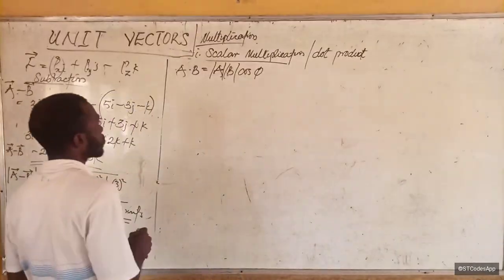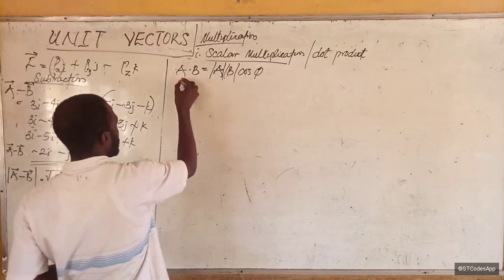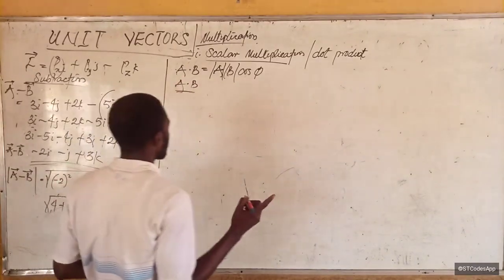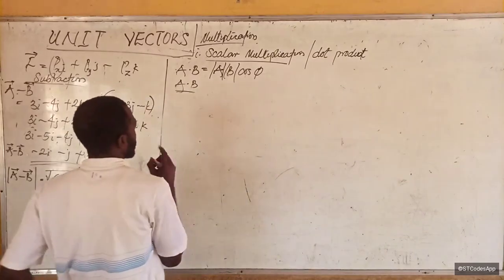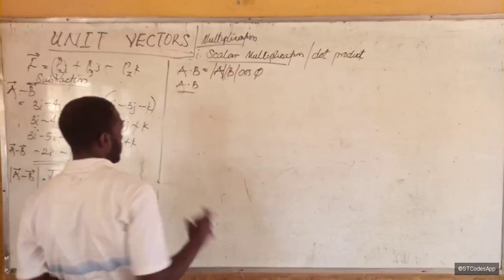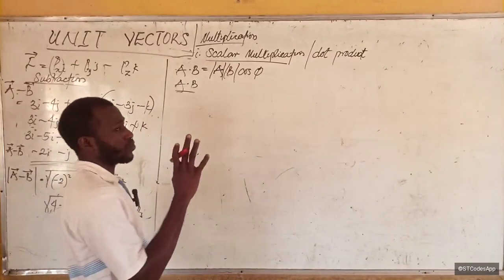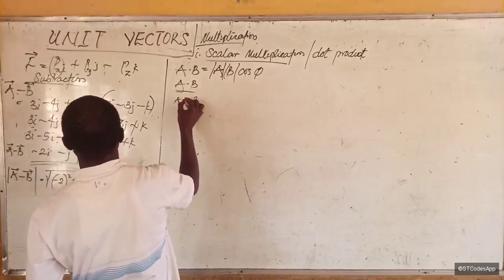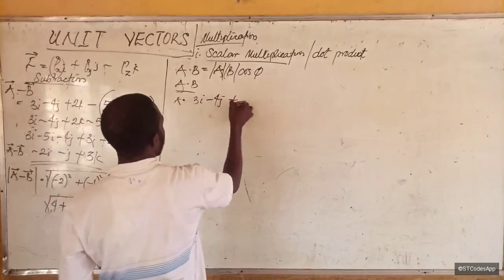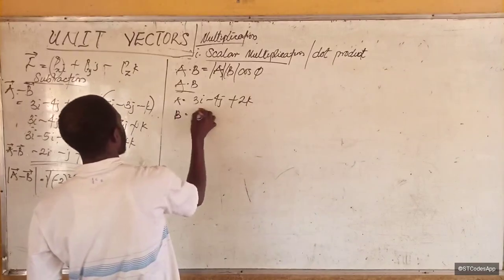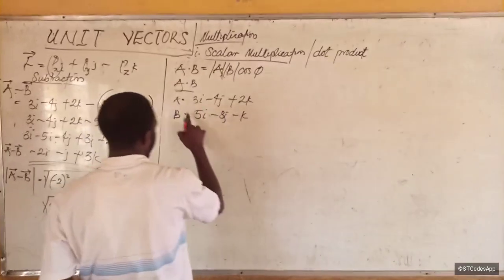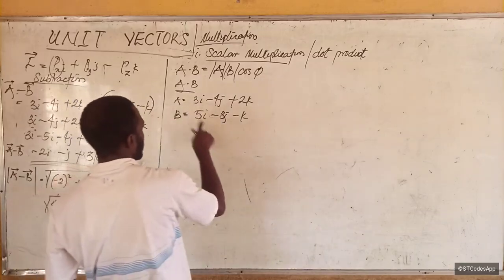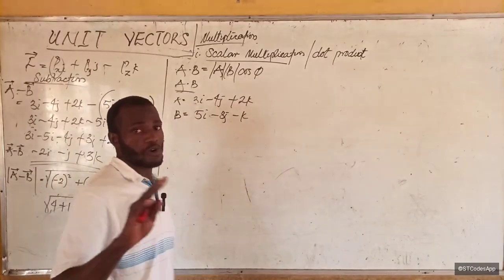Now, the second way of finding A dot B is what we really call the vector dot product. What we do here is we multiply terms that are alike. Generally, if my A was given as 3i minus 4j plus 2k, and B is given as 5i minus 3j minus k, for example, and I want to do A dot B, you would expect that I will open the bracket and multiply this times this, and this times this. You'll be correct to do that.